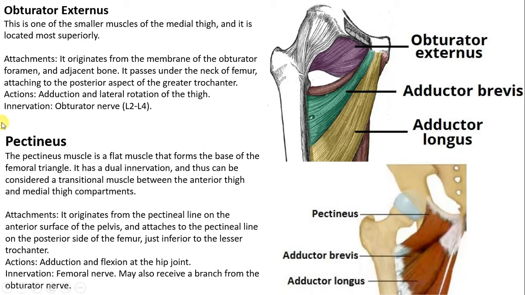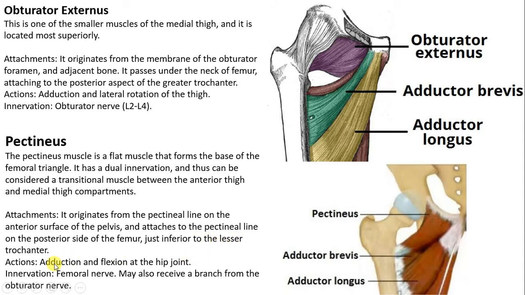The next muscle is the pectineus. Here we can see the pectineus muscle. It originates from the pectineal line on the superior surface of the pelvis and attaches to the pectineal line on the posterior side of the femur, just inferior to the lesser trochanter.